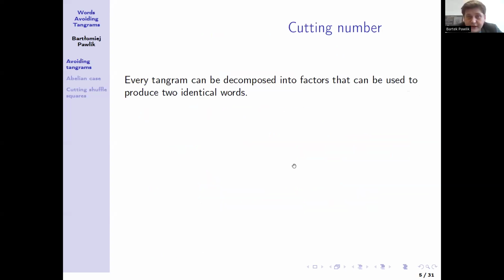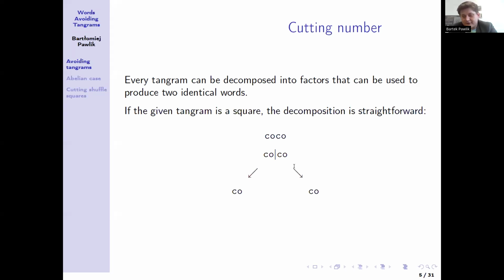Yeah, so every tangram can be decomposed into factors from which we can create two identical words. And as we remember, this follows not only from the definition of the tangram, but from its name. In the case of squares, the decomposition is trivial: you simply cut the word in half and you get two pieces, yes? In the presented example, the word was cut right in the middle into two single copies. So we say that this square has a cutting number 1.